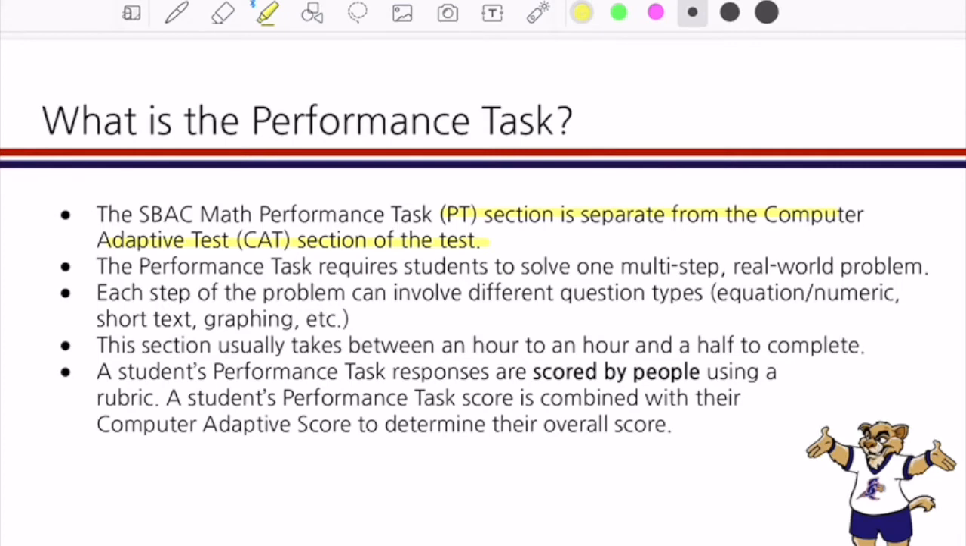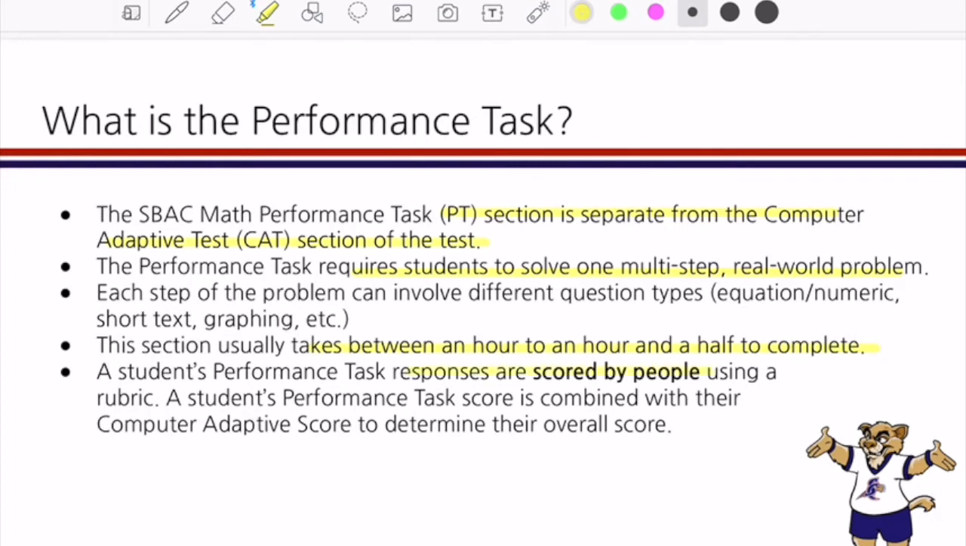The performance task requires you to solve one multi-step real-world problem. Each part or each step of the problem can involve different types of questions. So there might be part of it where you have to create an equation, part of it where you have to describe your answer, part of it where you have to make a graph, etc. Although it varies, it usually takes students around an hour to an hour and a half to complete the performance task. And then a last note for this one is that your responses are scored by people.